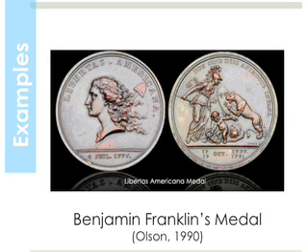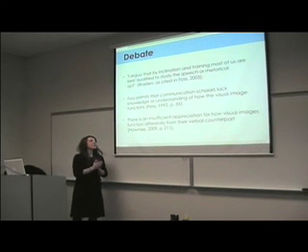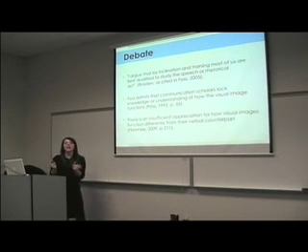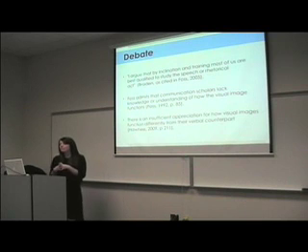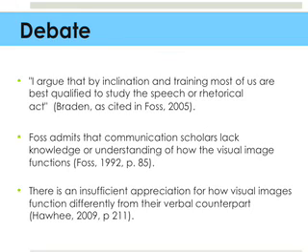And it was because Olson applied a theoretical framework of visual rhetoric to these images that he was able to draw these conclusions. So these are just a couple examples that tell you a little bit about how we can apply the theory of visual rhetoric. Now, there is still considerable debate as to whether this theory is actually valid and whether it should be included in the rhetorical criticism. Braden, as cited in Foss 2005, said, "I argue that by inclination and training, most of us are best qualified to study the speech or rhetorical act."